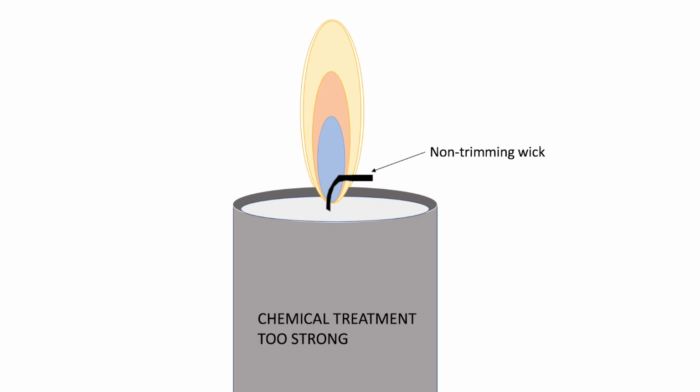Conversely, if the chemical treatment is too strong, the wick will not self-trim, even if the flame size and rate of consumption seem normal. This will usually result in the same symptoms as an oversized wick eventually, with clubs forming and the flame size increasing over time. To remedy this, we would choose a different family of wick. More on this in the next video.